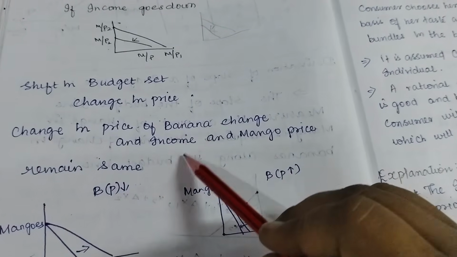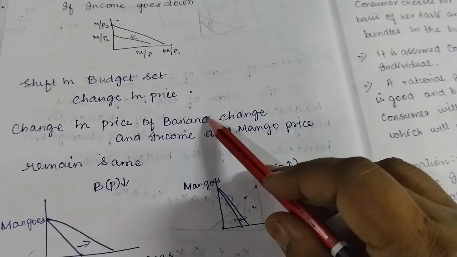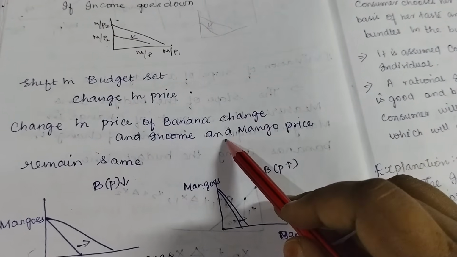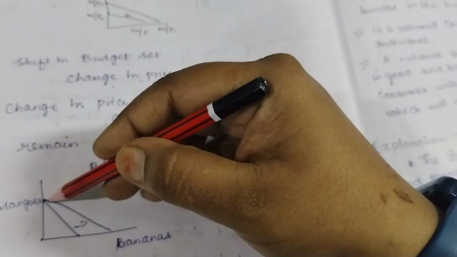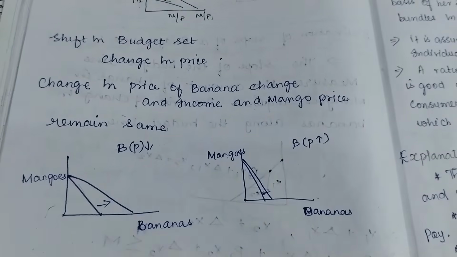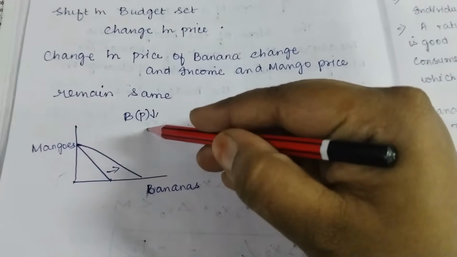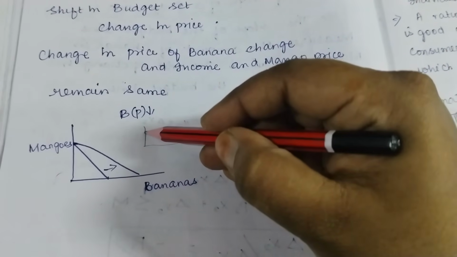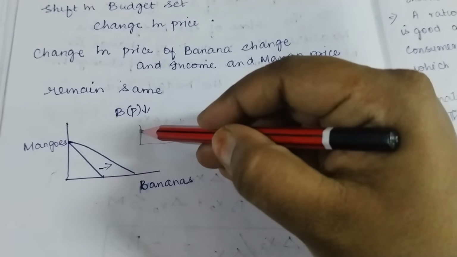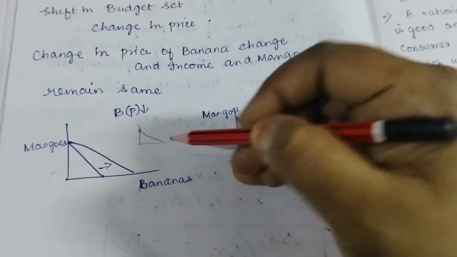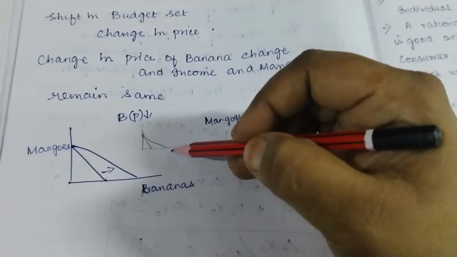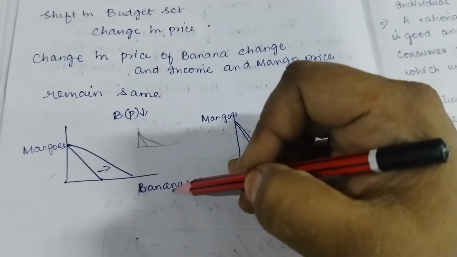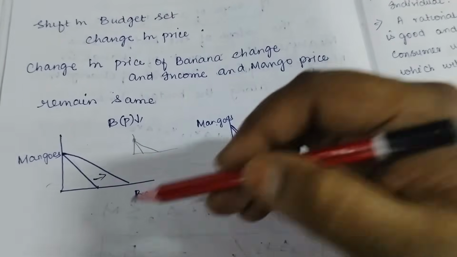By chance, in both commodities, the price of bananas has been reduced. So what will happen? The price of bananas is reduced now. It increases the purchasing power of the consumer. If it increases the purchasing power of the consumer, he is able to afford more of the bananas. Before he was purchasing this much, now he is able to purchase this much. So there is a shift in the budget set due to change in price of one good.